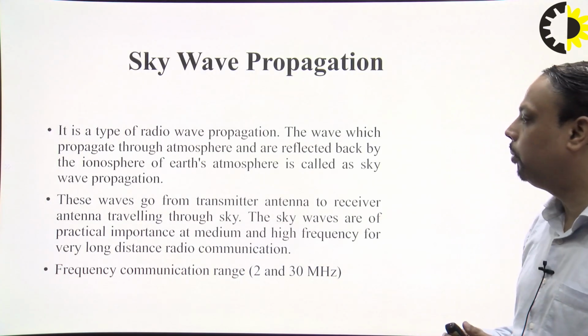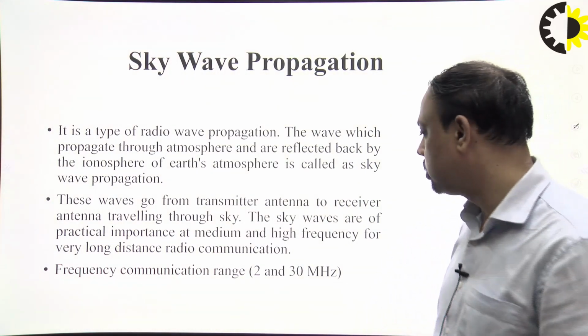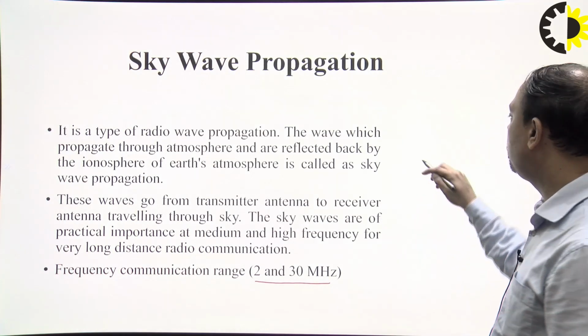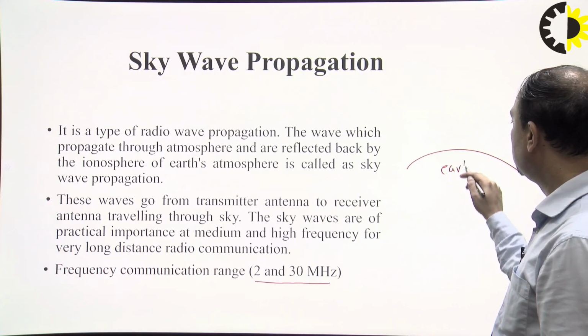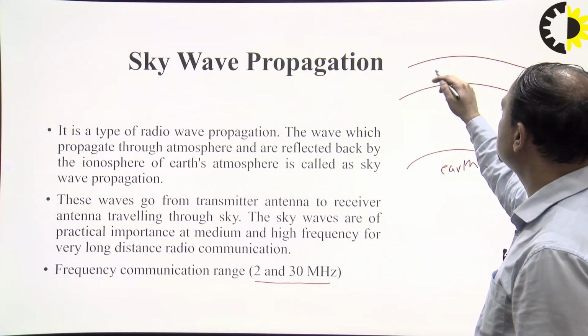So what is sky wave propagation? In the case of sky wave propagation, the frequency is fixed, from 2 to 30 megahertz, and the wave that is transmitted from the Earth's surface goes into the very upper layer of the atmosphere. This is the ionosphere.